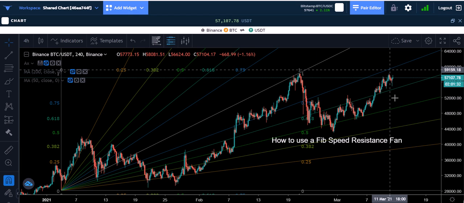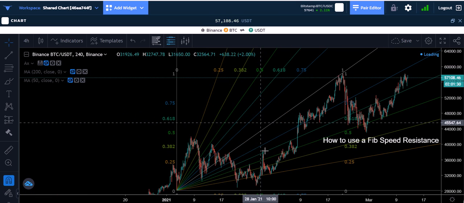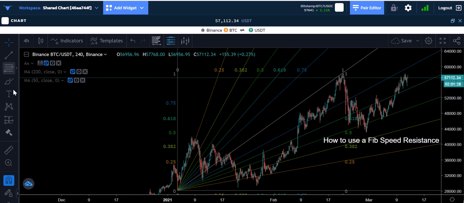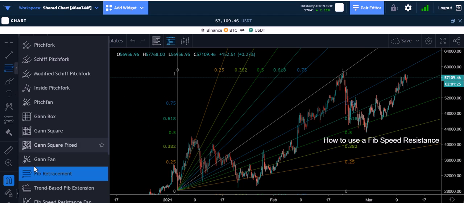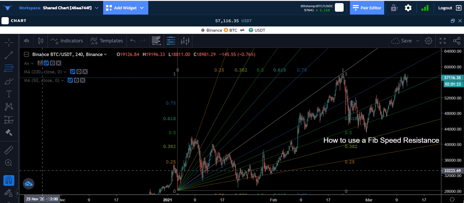So, anyways, the speed resistance fan. It's not that hard to use, guys. Here, let me, oh yeah. I wanted to lay a fib on there too. Okay, so fib retracement. Let me do that.